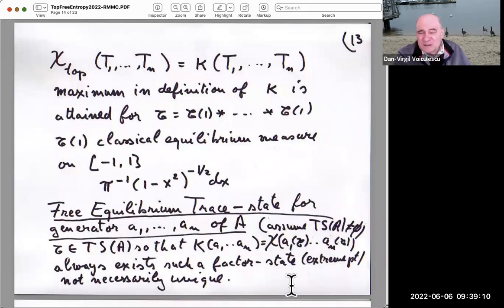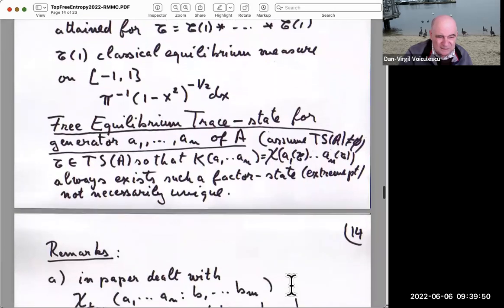It is natural to call such a state where the free entropy gets maximal a free equilibrium trace state. There is nothing, I think, which prevents having several free equilibrium trace states. So the trace states for which the free entropy gets maximum exist, but I don't know that they should be unique. It's possible that there may be several.